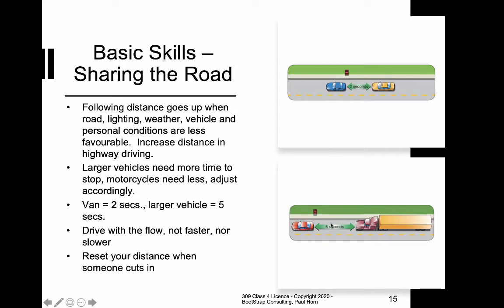But as you can see, the distance goes up considerably when a larger vehicle is behind a smaller vehicle. And this, by the way, needs to get even bigger if this vehicle is a motorcycle, because motorcycles are the easiest to stop. They have the least amount of mass for the amount of braking power that they bring. So you can see that with a large vehicle, this distance can go up to about 5 seconds.